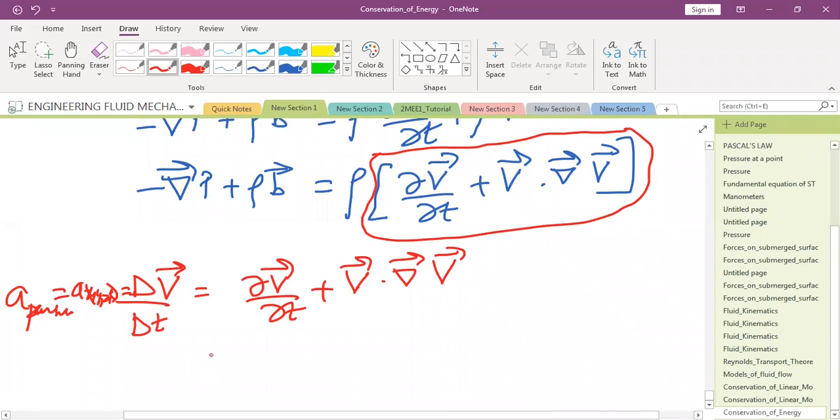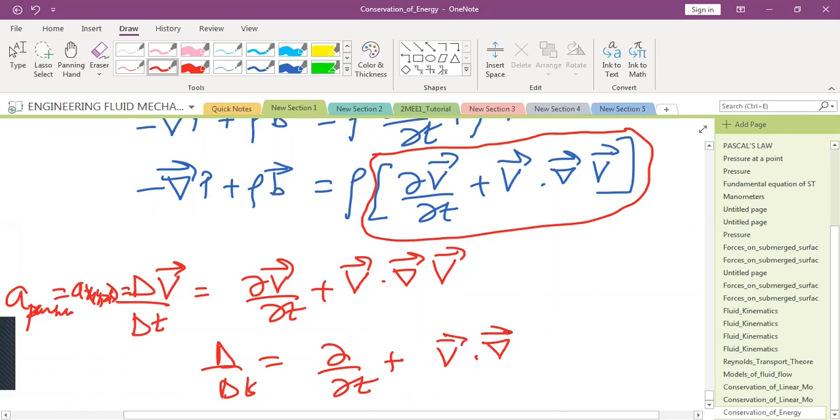Any clue? You know that d by dt was equal to ∂/∂t plus v dot del. Yes, sir. Do you remember this? Yes, it was taught. So this becomes equal to what?